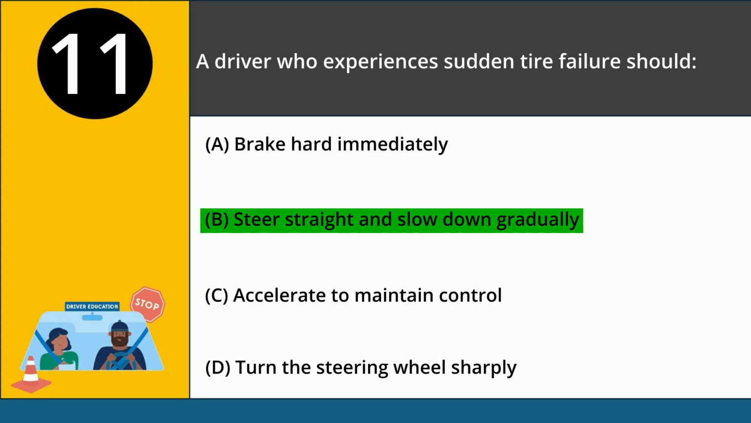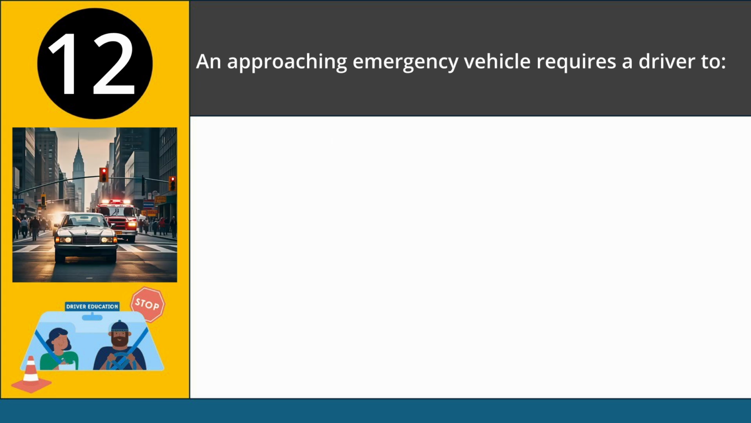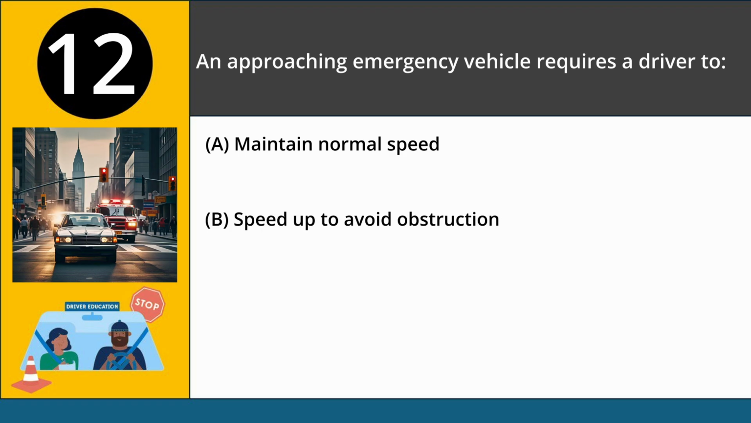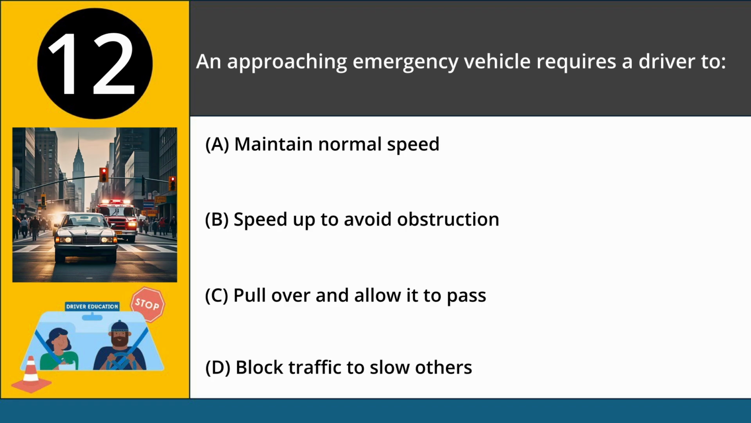Gradual slowing is safer. An approaching emergency vehicle requires a driver to: A. Maintain normal speed. B. Speed up to avoid obstruction. C. Pull over and allow it to pass. D. Block traffic to slow others. Answer: C. Emergency vehicles always have priority, and other vehicles must yield.